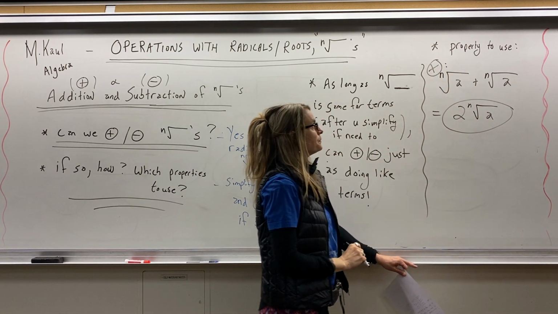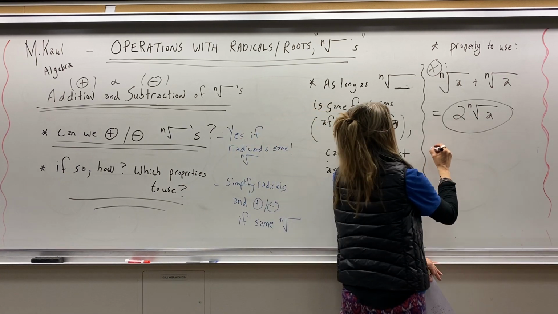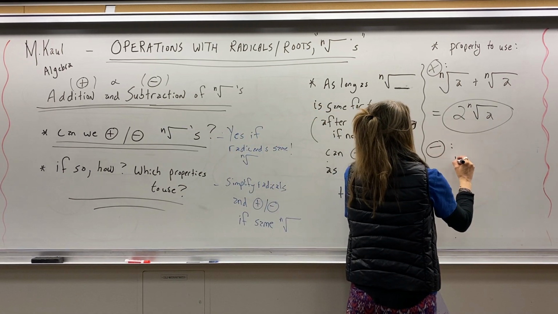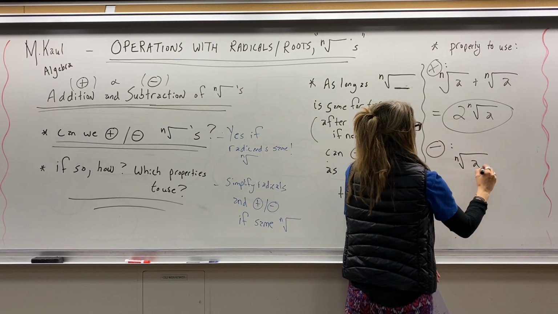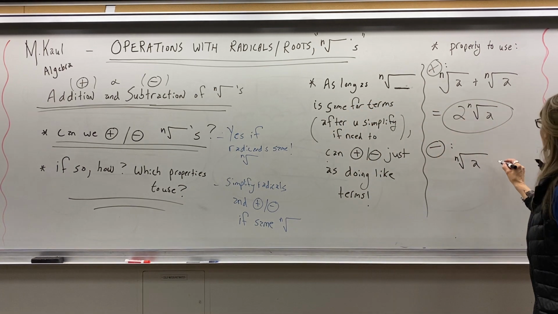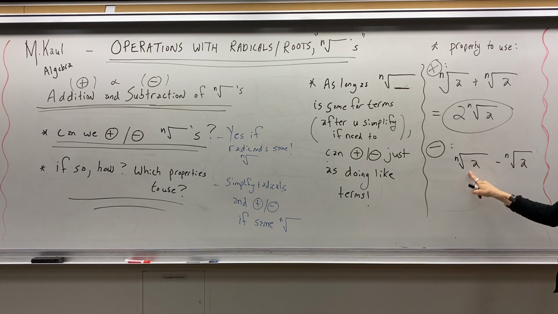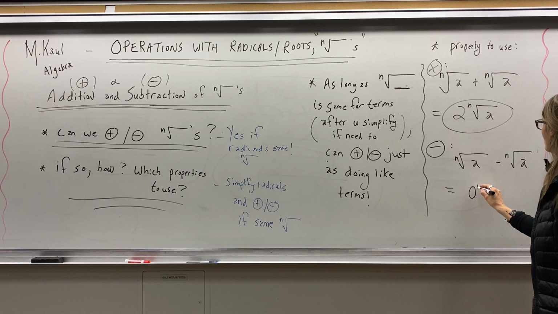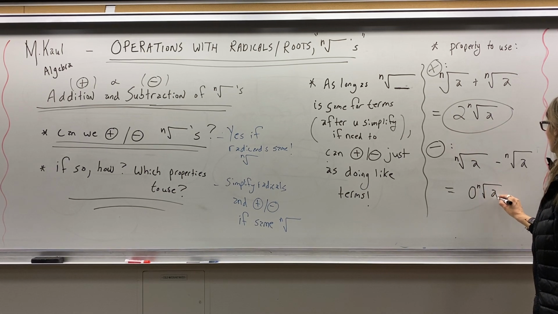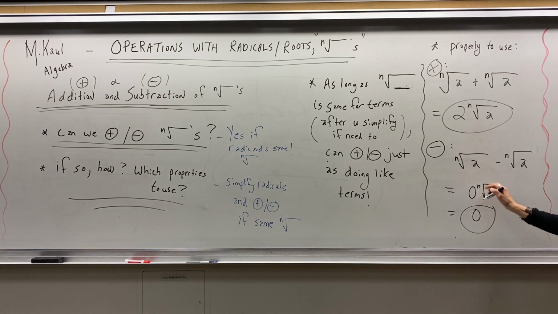In a nutshell, my rule of subtraction would be, okay, if I have the nth root of some real number a, and I'm going to subtract the nth root of some number a, well, I have one of these, and I take one of these away, that means I have 0 nth roots of a, which is just a 0. Okay, and that would be my answer. So that's a basic property of radicals.